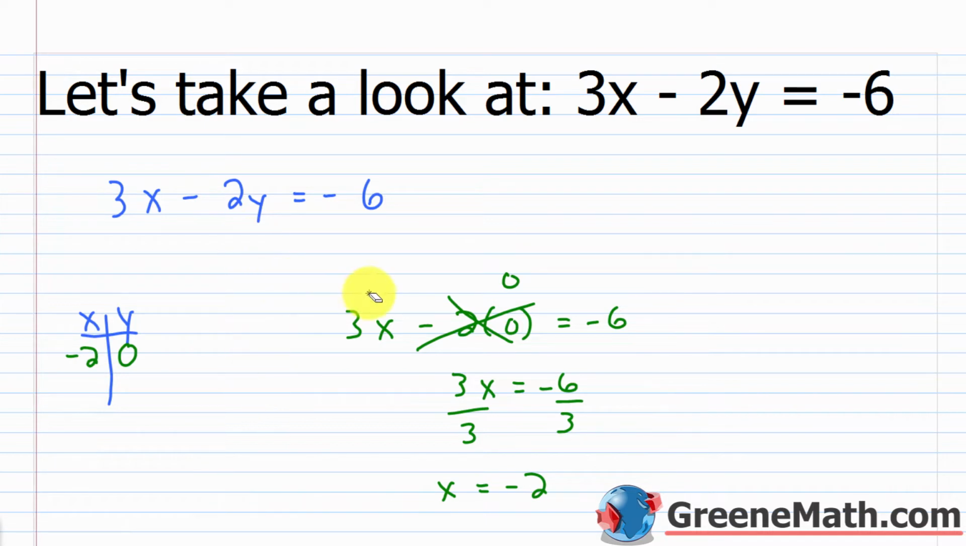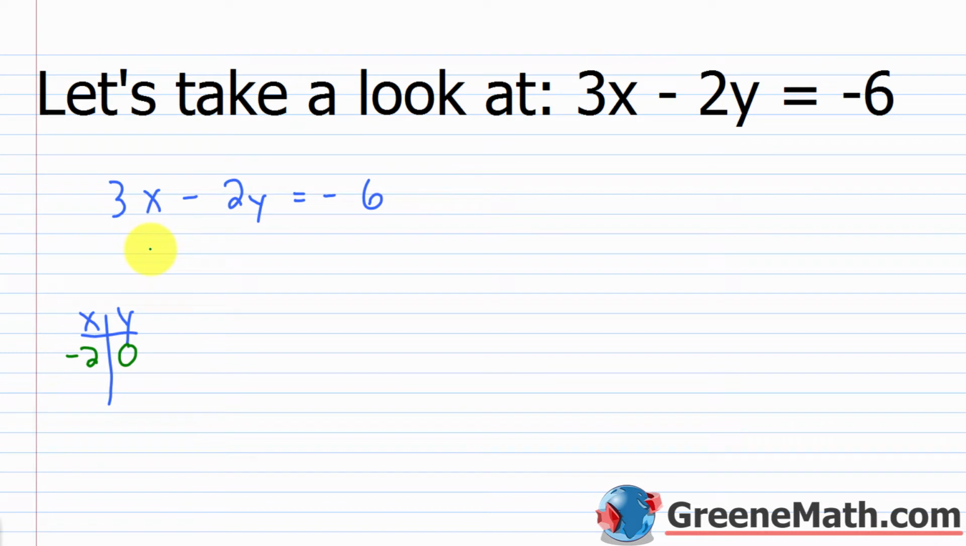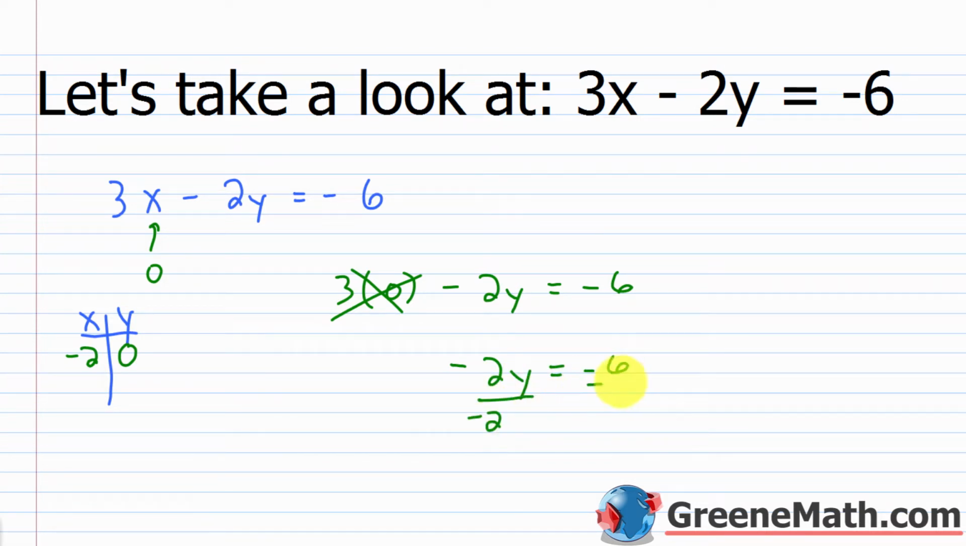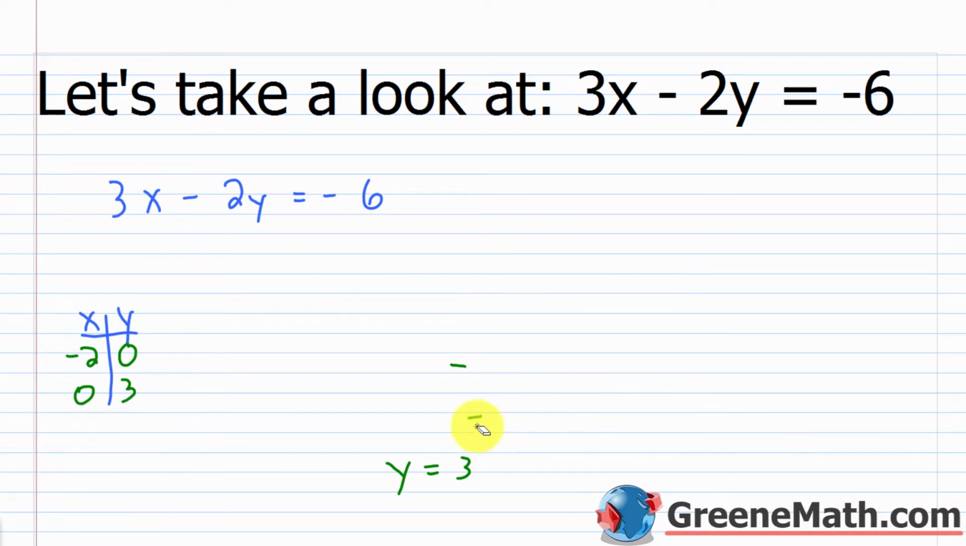Now for the y-intercept, I want to plug in a 0 for x. If I plug in a 0 here, I would have 3 times 0 minus 2y equals negative 6. That would cancel. I'd have negative 2y equals negative 6. Divide both sides by negative 2, and I'll have y equals 3. So x is equal to 0 when y is 3. Now I have 2 points, and if I have 2 points, I have enough to calculate the slope.